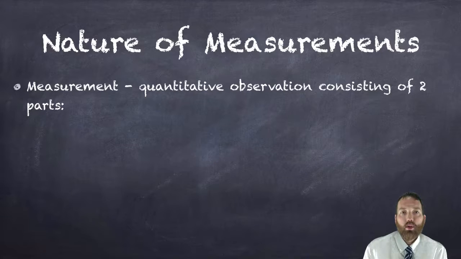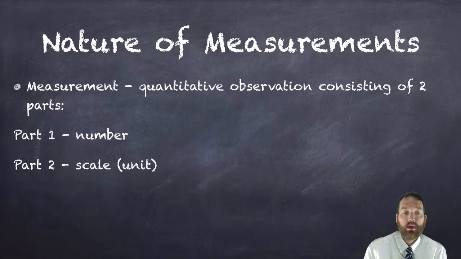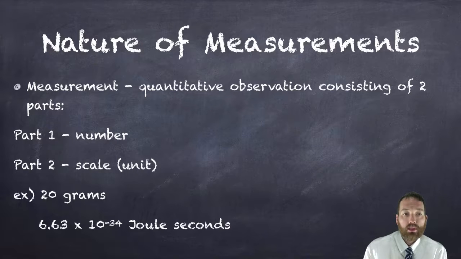So a measurement is a quantitative observation that consists of 2 parts. The first part is the number, and the second part is the scale or the unit. Each one by itself is meaningless, but together it is a piece of data that we can actually use to make sense of something. For example, 20 grams. If I just said something weighed 20, you wouldn't know what I meant by that. But if I say 20 grams, you know exactly what I mean by that. We can compare that number to our knowledge of what a gram is, and then we have some sort of understanding. Or 6.63 times 10 to the negative 34 joule second.